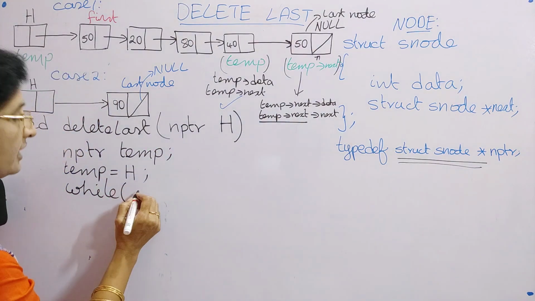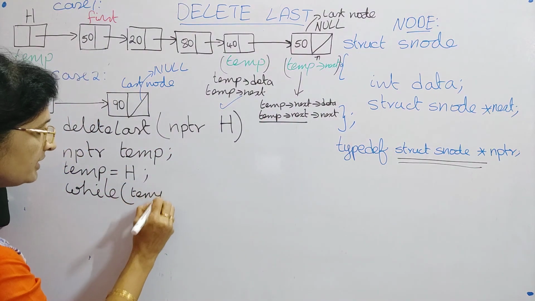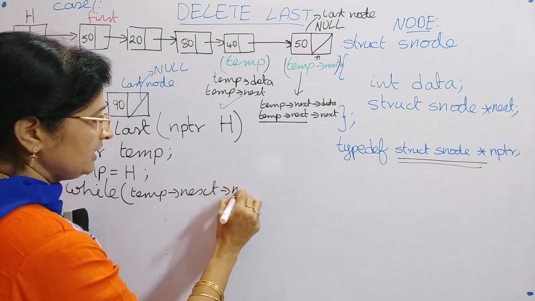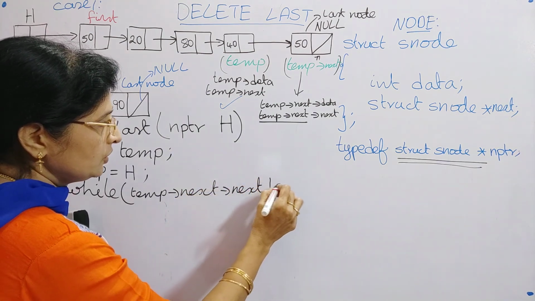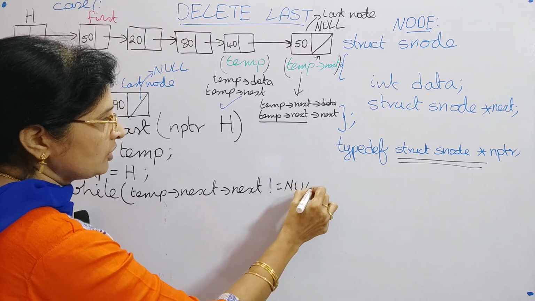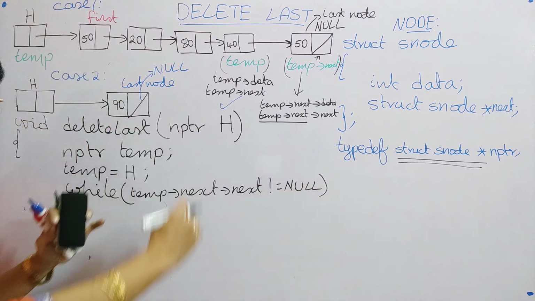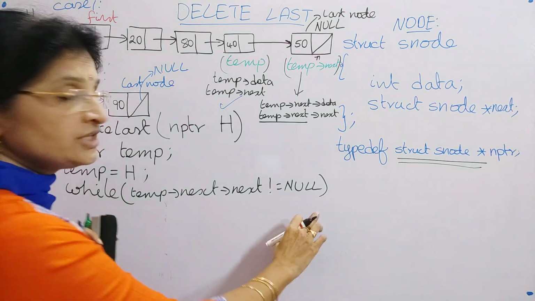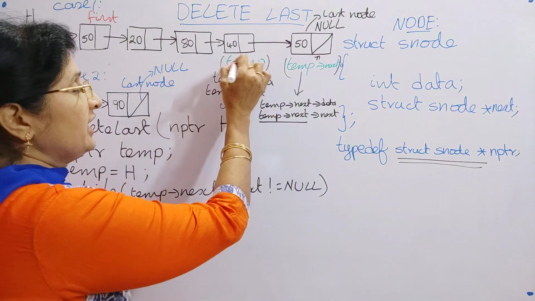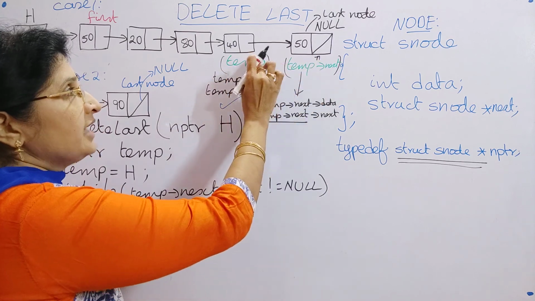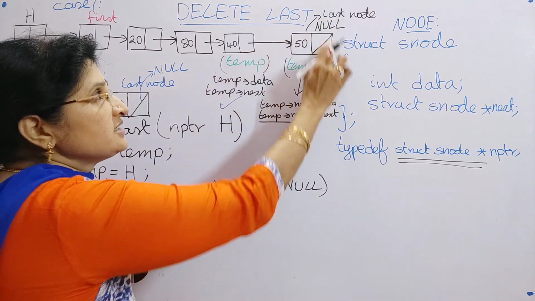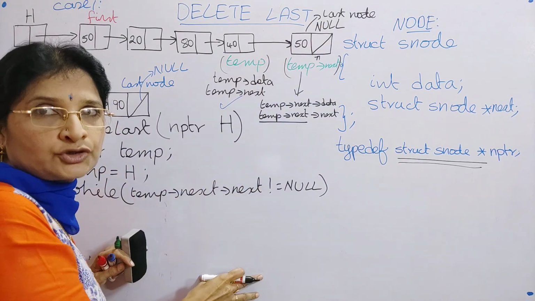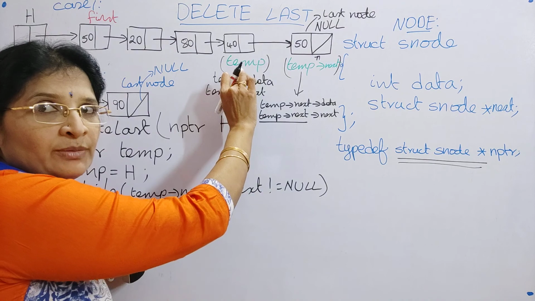So that's why I will give the condition as temp next is not equal to null. I have to continue this loop until this condition is satisfied. So when temp comes to this position, what will happen? Temp next is equal to null. Then this condition will be satisfied and it will stop. That means the temp will be placed here.